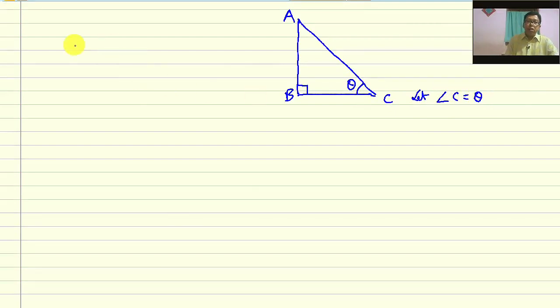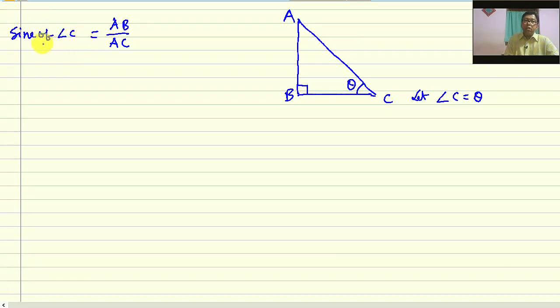Now the ratio of the opposite side of this angle theta, I want to write AB upon AC. AC is the hypotenuse of the right angle triangle, and the ratio between the opposite side of the angle theta and the opposite side of the 90 degree angle is termed the sine, S-I-N-E, sine of angle C, or in short, sine of angle theta. So sine of angle theta is equal to AB upon AC, or we can write it in short form, sin theta is equal to AB upon AC.